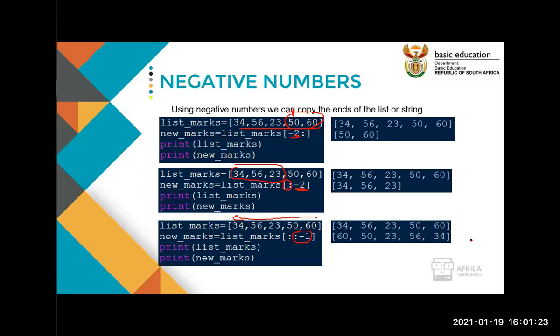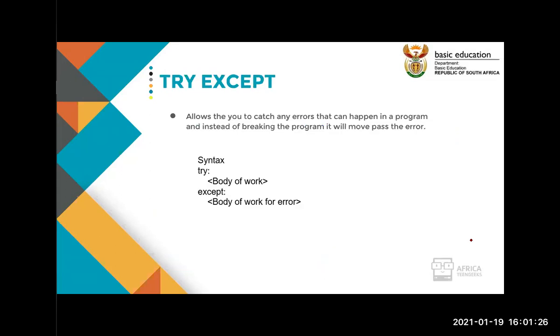And then also yesterday I said we're going to do the error catching today. What happens in a program when it breaks? When we input the wrong pieces of information. So how can we fix this? We can fix this by using the try except method. The try except method allows you to catch any errors that can happen in a program. And instead of the program just breaking, the program will move past the error, giving you a message if you input a message for the person.